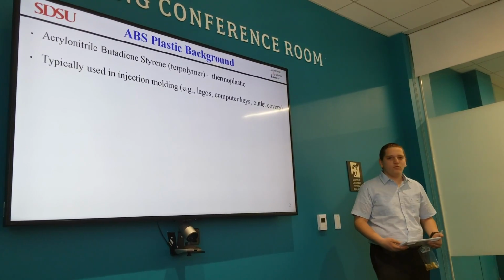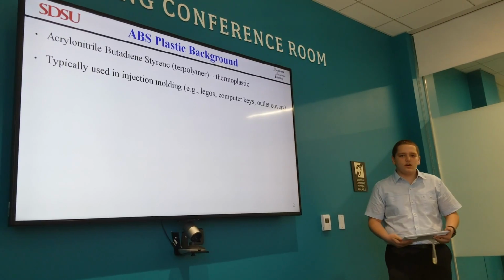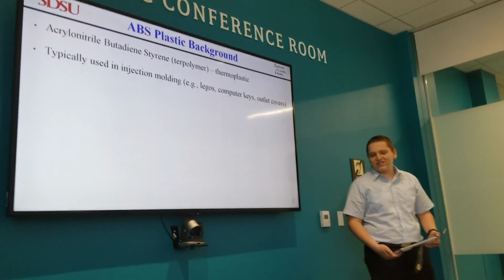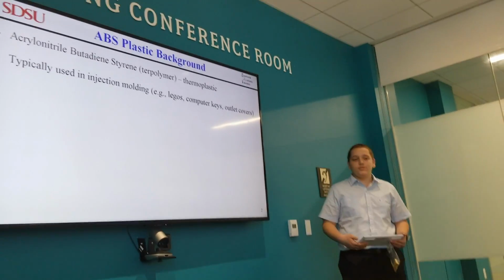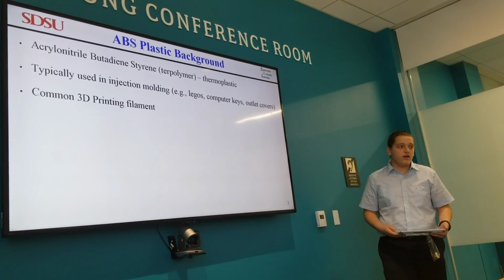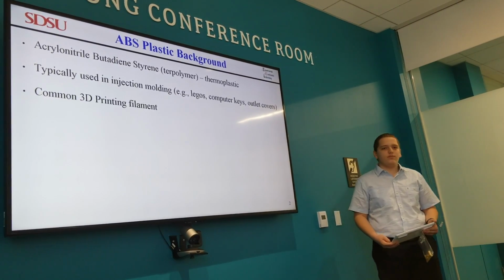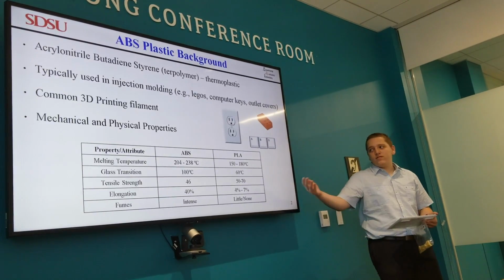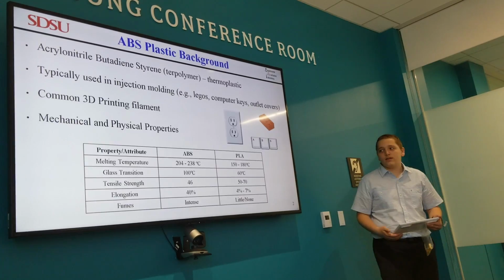Typically, it is used in injection molding, and a few examples that are commonly used in the real world are Legos, outlet covers, as you can see here, and also computer keys. As well, it's also a commonly used 3D printed filament. And here are a few mechanical and physical properties of this filament compared with PLA.